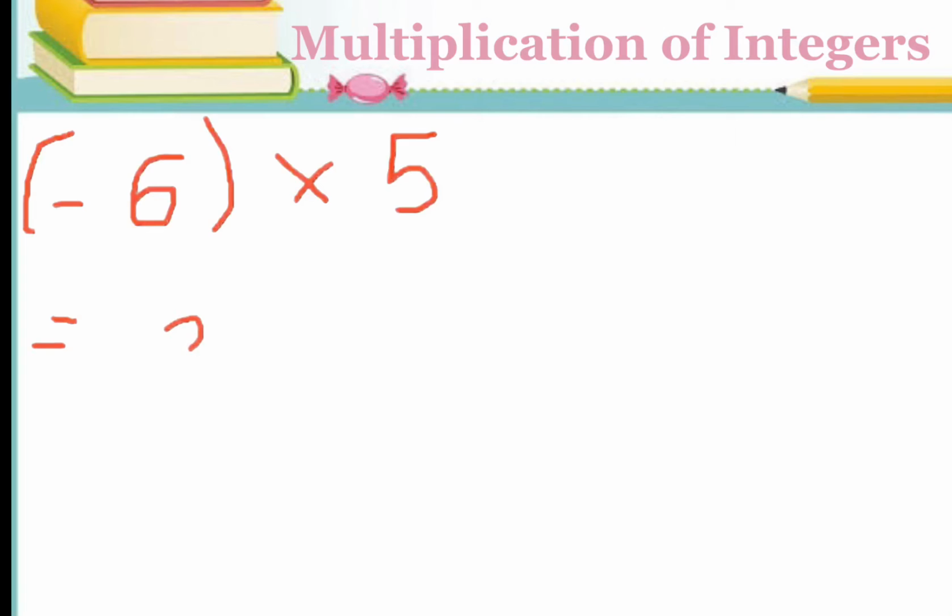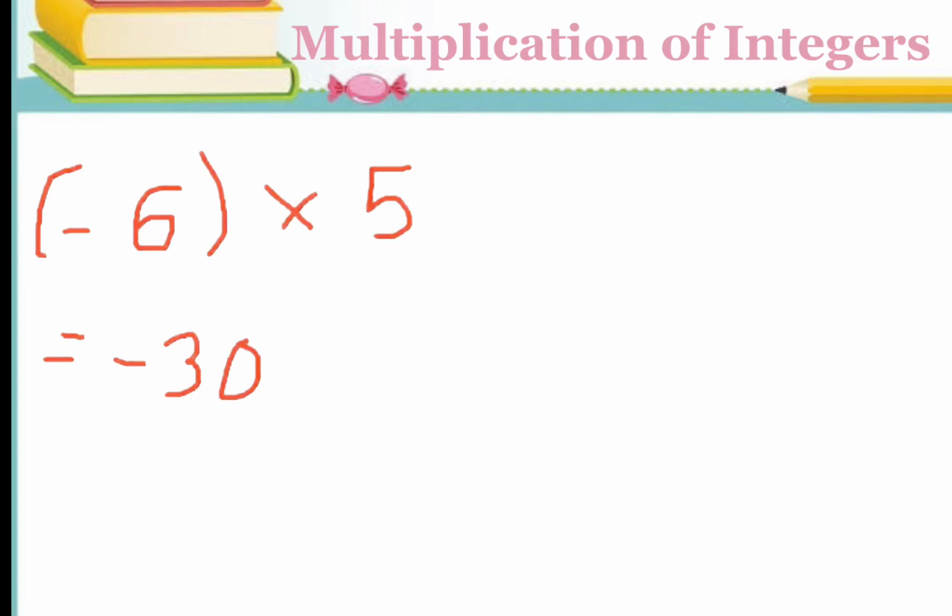For example, the next question asked to you is minus 6 multiplied with 5. First of all, we will multiply them, so we will get 30 as the answer. But again, which sign to keep? As you can see, this is a negative integer and this is a positive integer. So negative and positive becomes negative, so the correct answer will be minus 30.